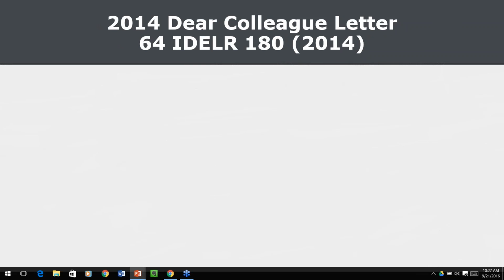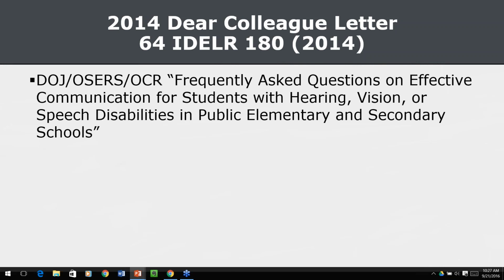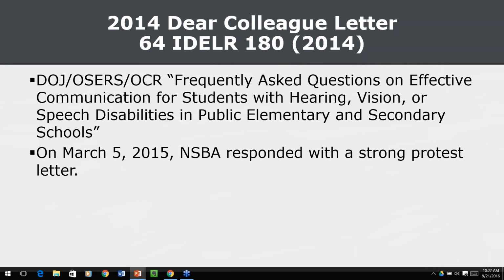The Office for Civil Rights and the Department of Justice then took this decision and used it as the basis for a Dear Colleague letter that they sent out in 2004, which they entitled Frequently Asked Questions on Effective Communication. You can see the long title, but it's basically questions on what you have to do to provide communication to students. NSBA, the School Boards Association nationally, protested this letter.